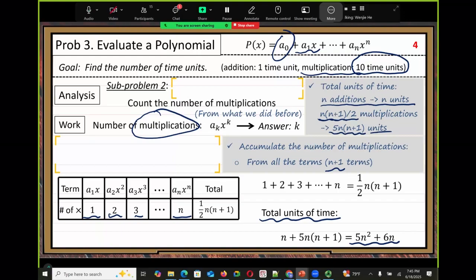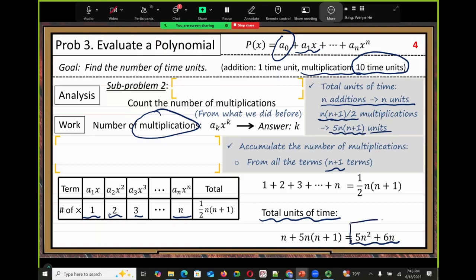Okay, that's the total unit number. For our brute force method, we know it's not the best one. Definitely we can improve it. But this is our starting point.